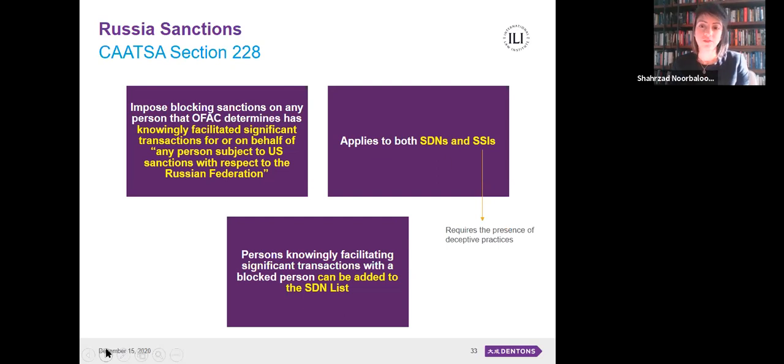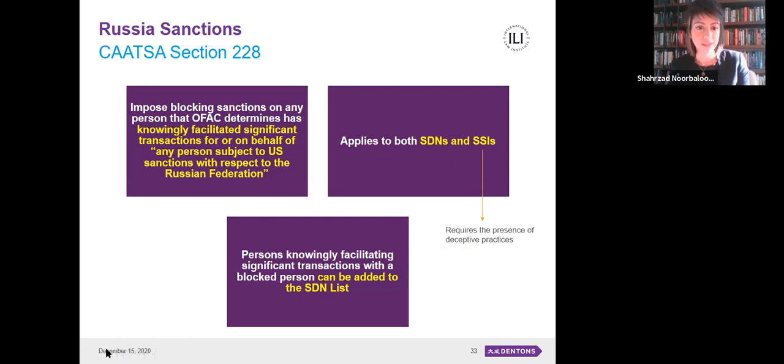Unlike transactions involving an SDN, where Section 228 is concerned, a transaction involving only an SSI must involve deceptive practices, such as obstruction or evasion, to be considered significant. And that's based off of guidance that OFAC has provided in its FAQs. It's not written in the text of the regulation or the statute.